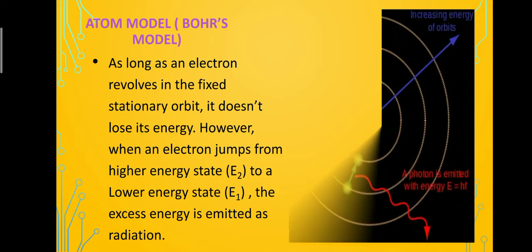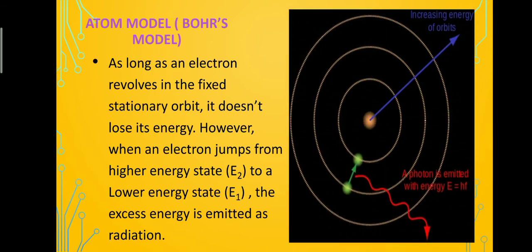So this was the model given by Bohr. And he also says that as long as the electron revolves in a fixed orbital, it doesn't lose its energy. That is, this first electron will revolve around only in this orbit, and while it revolves only in this orbit, it doesn't lose any energy. But when it jumps from a higher level to a lower level, it will lose energy. That is, the energy will be radiated.